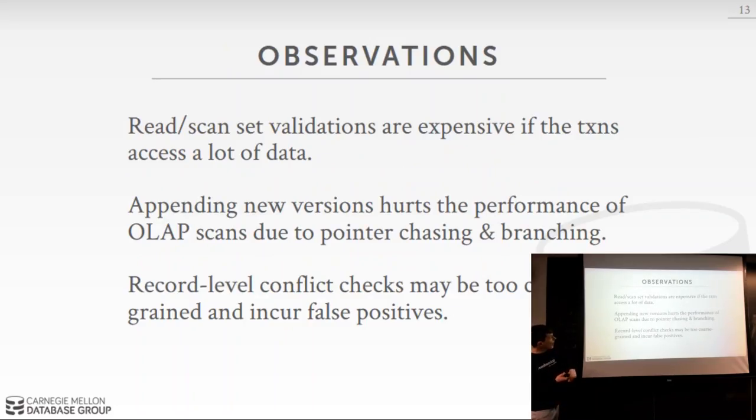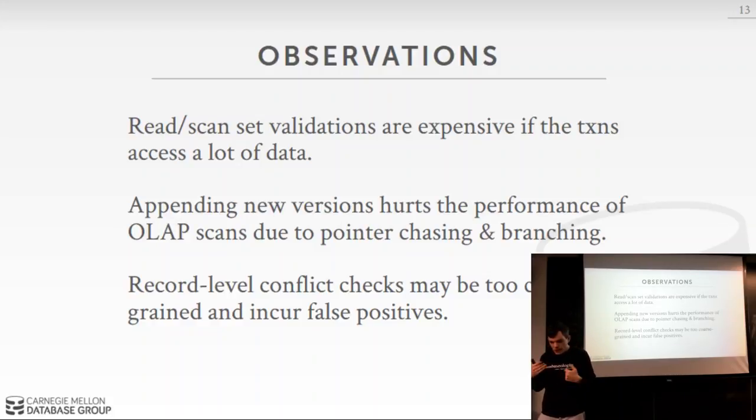So let's make some observations about how Hekaton works. The first is that the read and scan set validation process we have to do is expensive if we have transactions that access a lot of data. In their example, when I showed the graph, transactions are reading and writing a small number of tuples, less than 10. And if you're executing the YCSB workload, most of the transactions only read or write a single tuple. So maintaining the read set for that is cheap because it's a single pointer to a tuple. And the scan set is cheap as well because it's a point query into the index to find the one thing that I want.